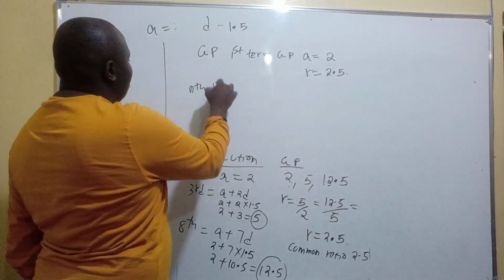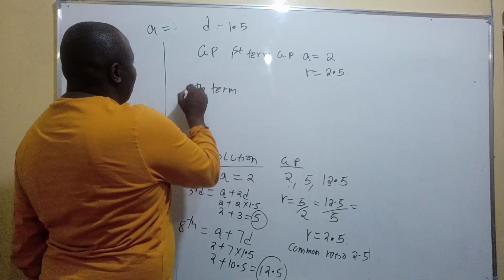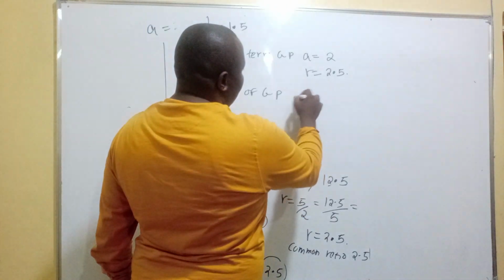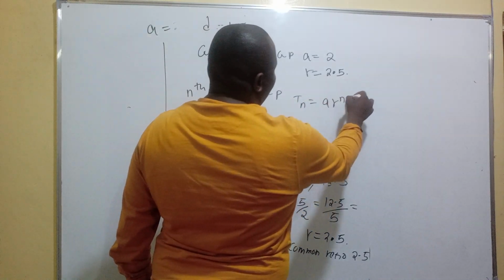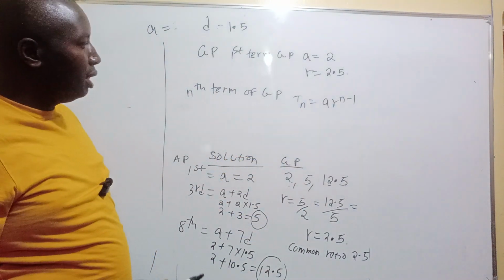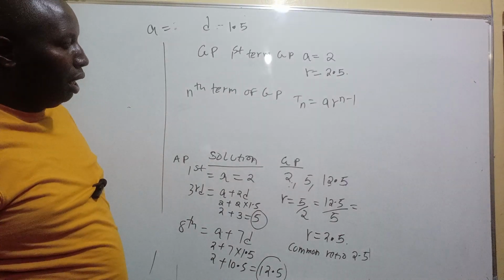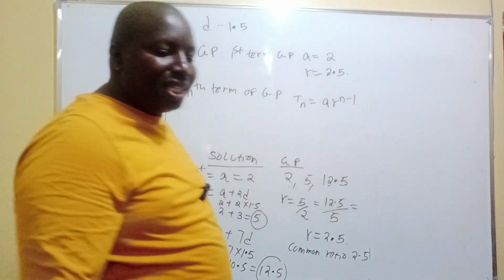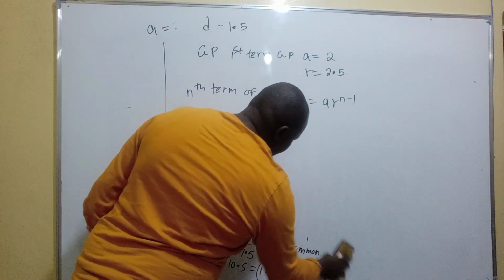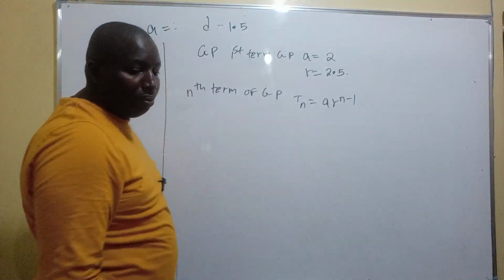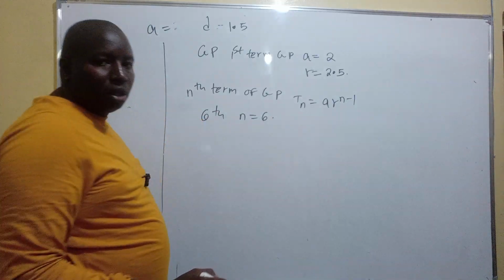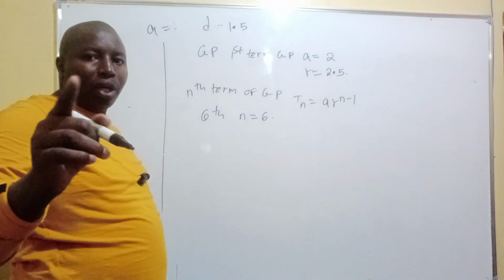So the nth term of a GP is given by the formula Tn is equal to A R to the power n minus 1. And now since we are talking of the sixth term, n is equal to 6. The value of n is equal to 6.